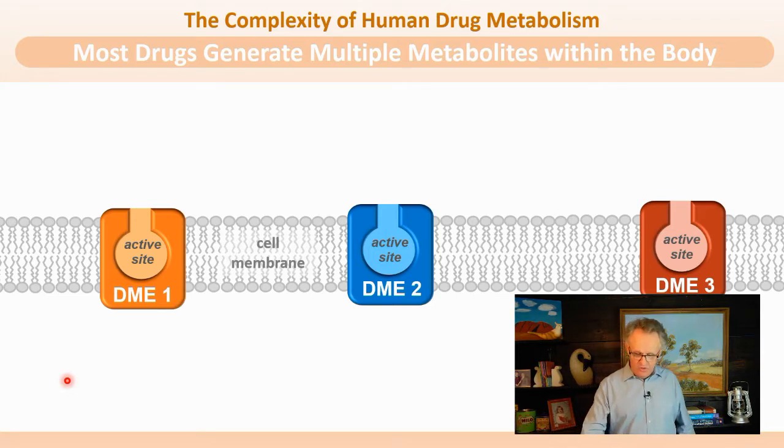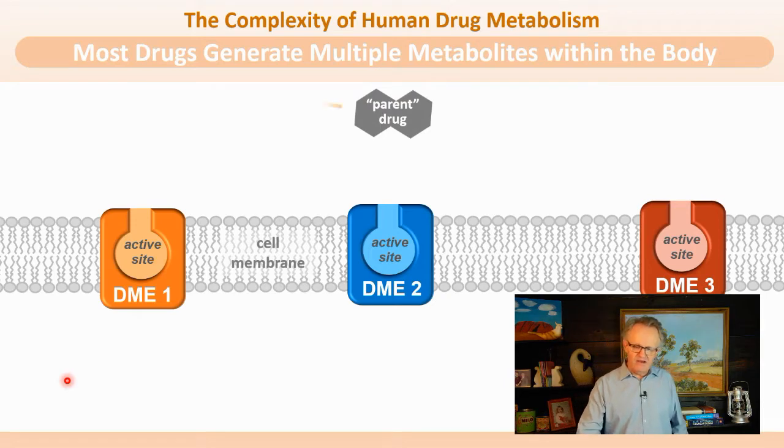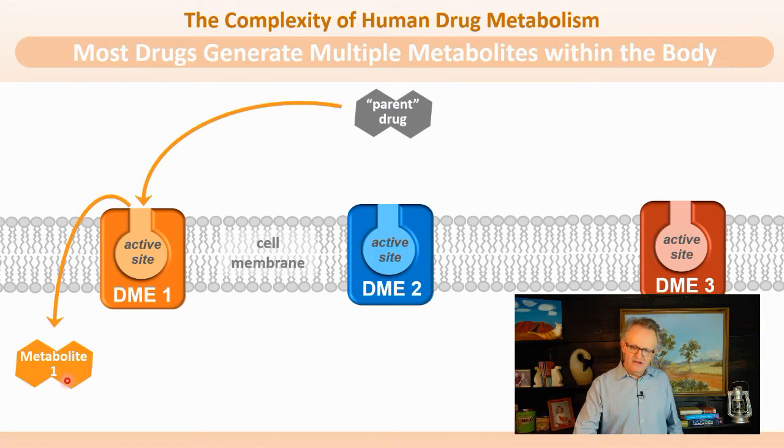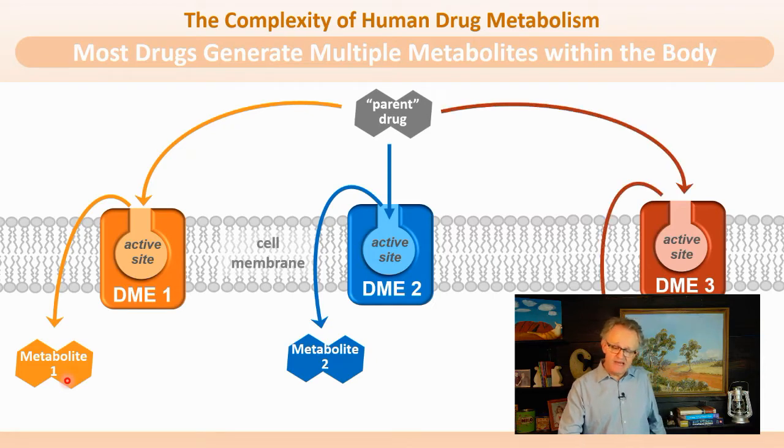And in this scenario, we've got only 3 enzymes having a go at a particular parent drug. Here we've got a greasy molecule, and it makes its way into the liver, and DME1, drug-metabolising enzyme 1, for example, converts it into a metabolite. DME2 converts it into metabolite 2, DME3 generates metabolite 3.